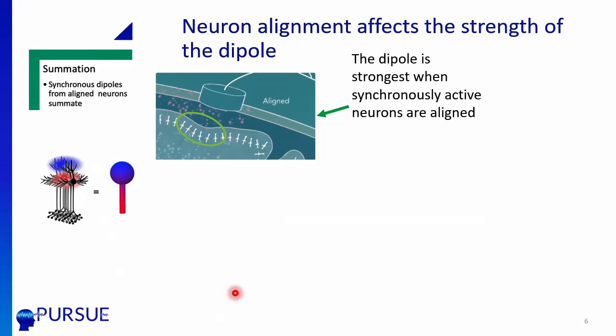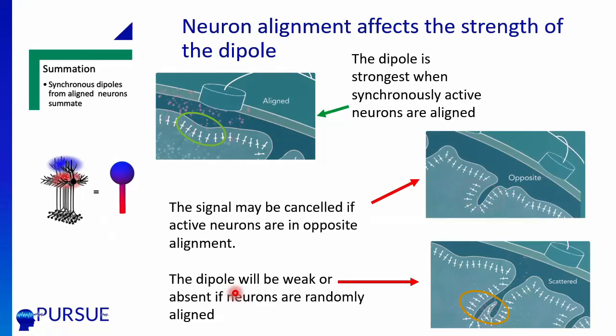The dipole will be strongest when the neurons are aligned in a similar orientation. The signal could be canceled if we had neurons that are in opposite alignment, so this could happen and we would fail to record anything in that particular case. Or the dipole could be weak if we had neurons that were sort of randomly aligned in particular tissue, right? So keep that in mind as well. It's not a perfect recording at the scalp.